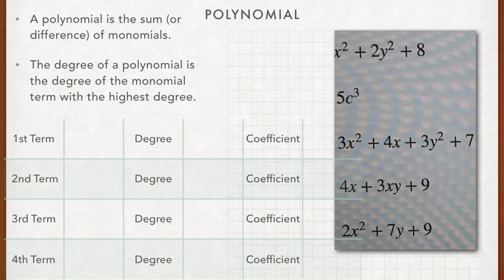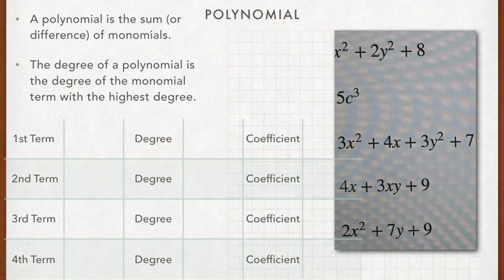Now, when we are talking about polynomials, because they're made up of monomials, we are still going to be looking at degrees and coefficients. We usually call the first monomial the first term. The second one would be the second term, and so on. So let's go one by one in identifying first, second, third, fourth terms, degrees, and coefficients of each.